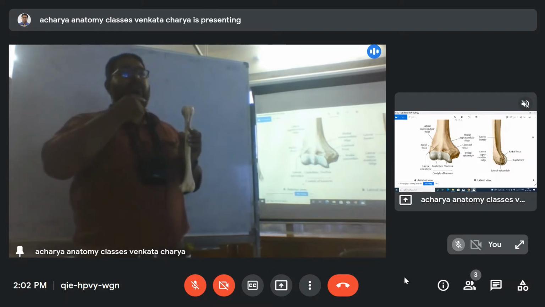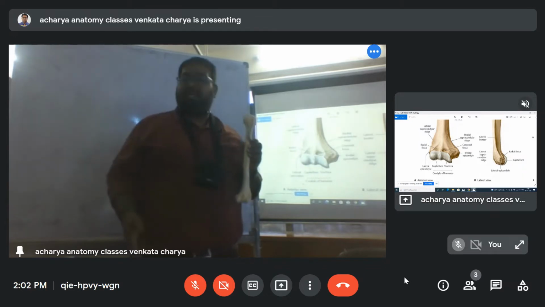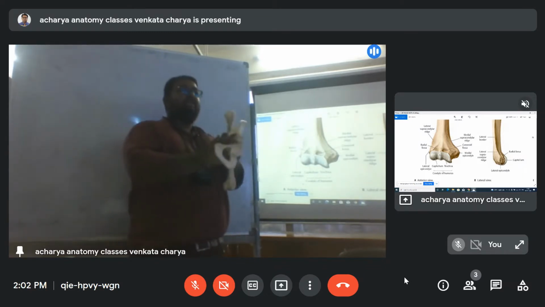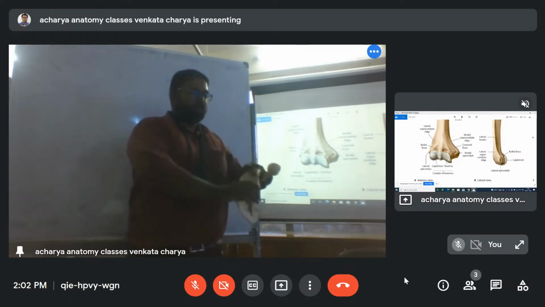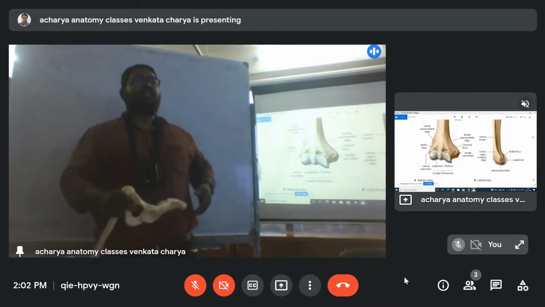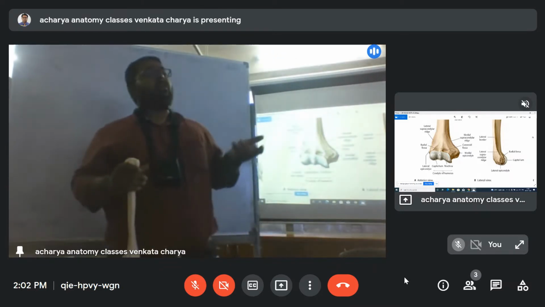So latissimus dorsi. This latissimus dorsi originates from the iliac crest. See here's the hip bone, so iliac crest. Then some fibers originate from the ribs and some fibers originate from the thoracolumbar fascia.